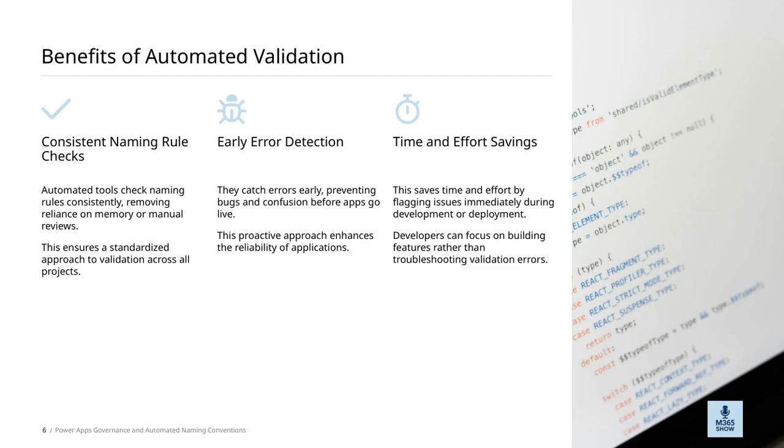Another key benefit is that automated tools check naming rules consistently, removing the reliance on memory or manual reviews. This consistency ensures that we follow a standardized approach to validation across all our projects, which is crucial for maintaining quality and organization. In summary, automated validation not only saves time and effort, but also enhances reliability and ensures consistency, supporting our goal of building better, more maintainable apps.